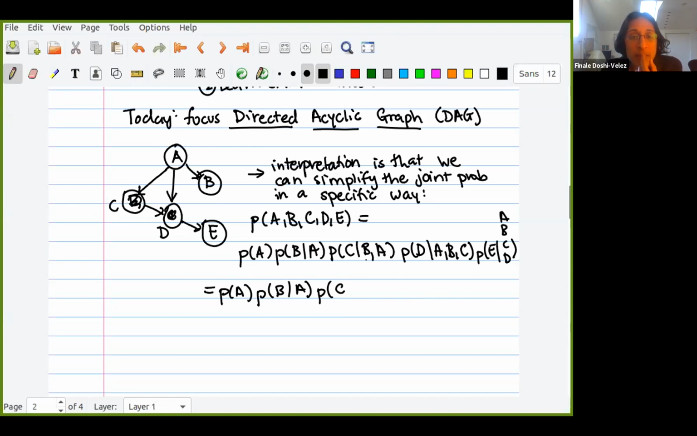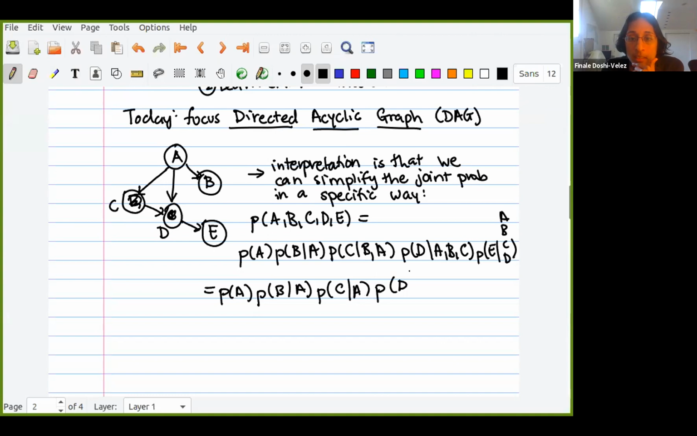So when I have the probability of C given B and A, then I know that actually this can be written as probability of C given A, that B doesn't affect C out here, right? That given A, B and C are going to be independent of each other. And again, we're going to get to the specific rules of this in just a moment. This is the way you can read it off the graph itself.